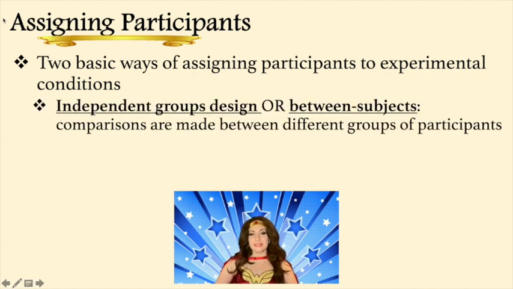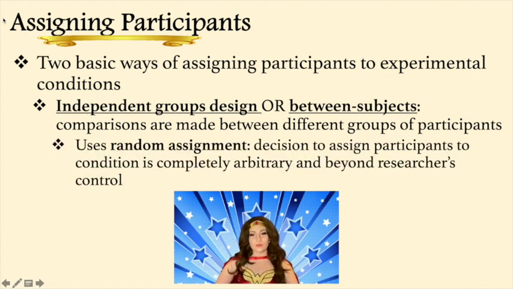The first one is called independent groups design, or between subjects. And this is when our comparisons are made between different groups of participants. Again, we use random assignment, right? Our decision should always be to assign participants to a condition completely arbitrarily, beyond our particular control. We know nothing specific about the participants. We don't know their current exercise schedule. We don't know what they're currently eating. We don't know if they're happier in the morning or in the nighttime, right? All of these things are arbitrary. We're not looking for them. We're not trying to control for them.